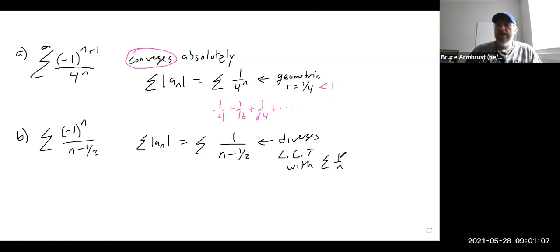Well, yeah, they are, right? You plug in 1, you get 2 instead of 1. You plug in 2, you get 2/3, which is bigger than a half, and so on. So this one, also the direct comparison test would work. But notice that that required some thought.